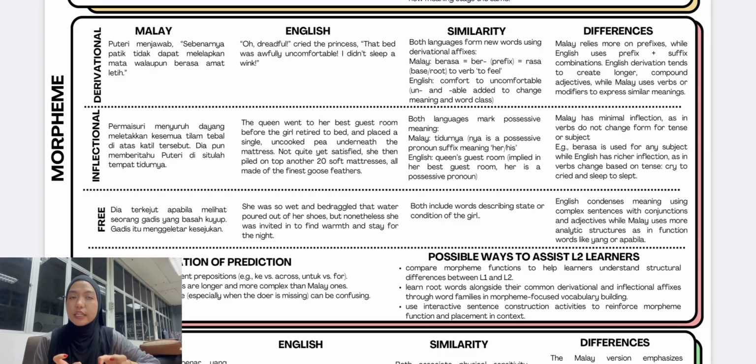Now, the similarity between both of these is that both languages mark possessive meaning. In Malay, in tidurnya, nya is a possessive pronoun suffix, meaning her or his, while in English, in her best guest room, her is a possessive pronoun. That is the similarity, but now come the differences. Malay has minimal inflection, as in verbs do not change form for tense or subject. For example, berasa is used for any subject, while English has a richer inflection, as in verbs change based on tense, like cry to cried and sleep to slept.